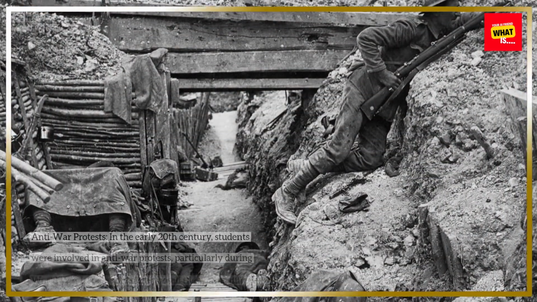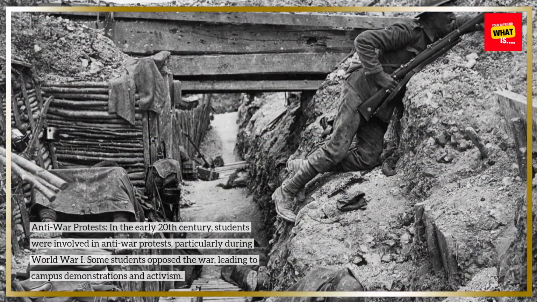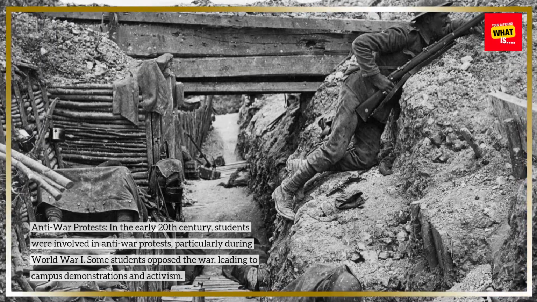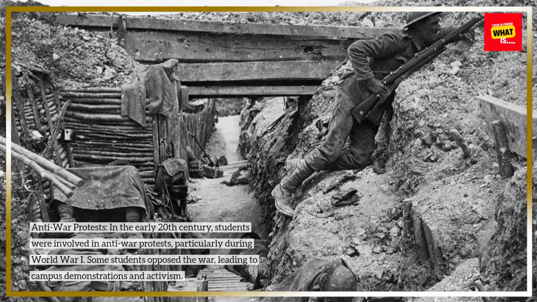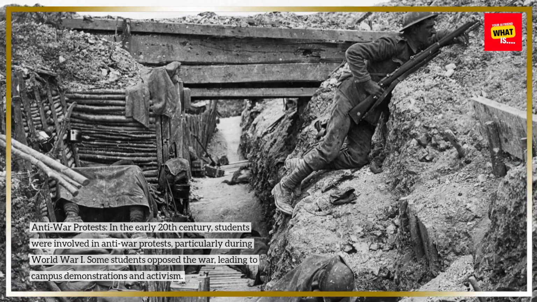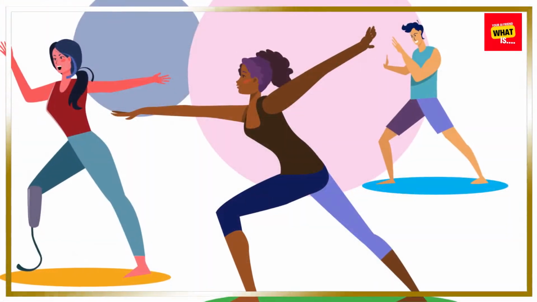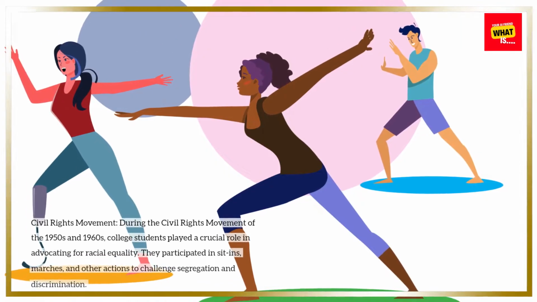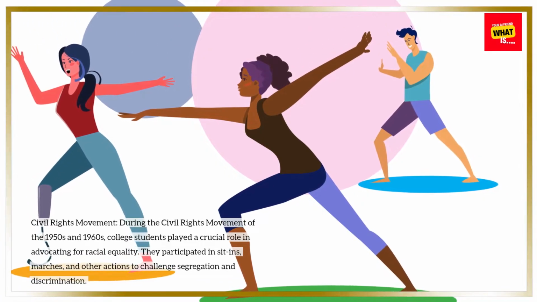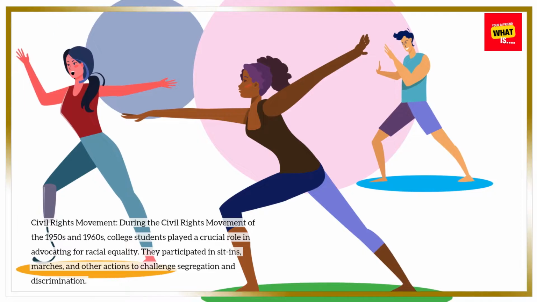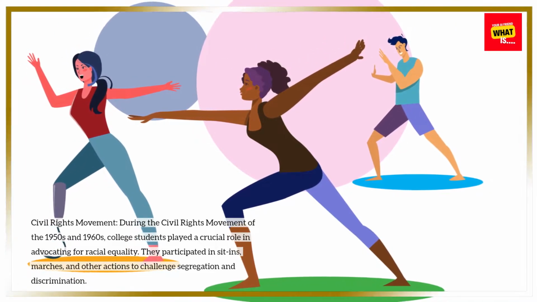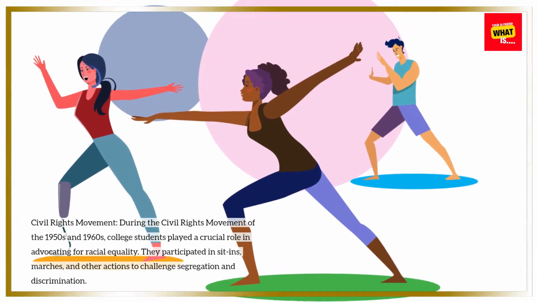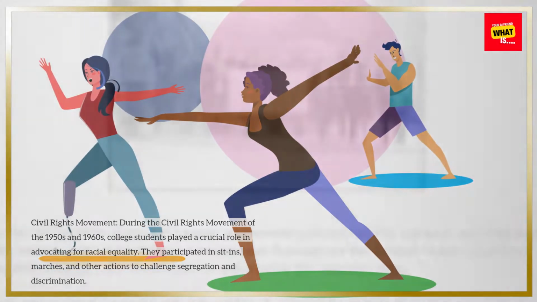1. Early 20th century. Anti-war protests. In the early 20th century, students were involved in anti-war protests, particularly during World War I. Some students opposed the war, leading to campus demonstrations and activism. Civil rights movement. During the civil rights movement of the 1950s and 1960s, college students played a crucial role in advocating for racial equality. They participated in sit-ins, marches, and other actions to challenge segregation and discrimination.